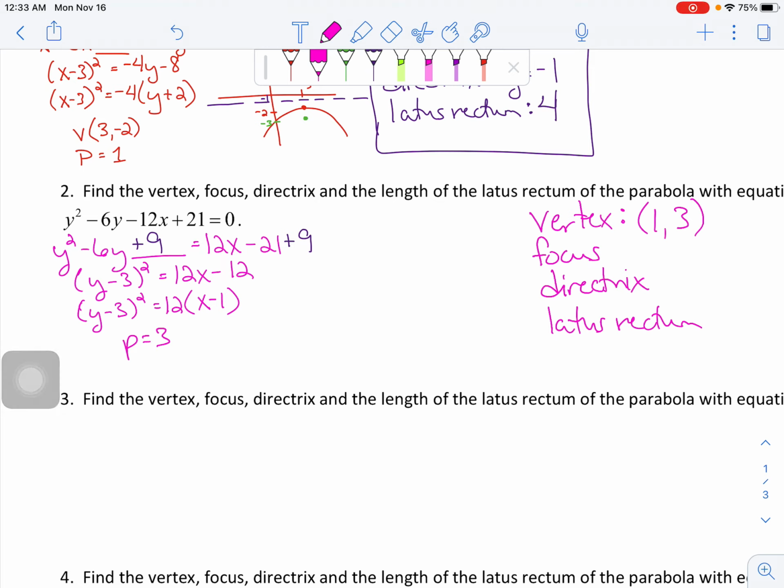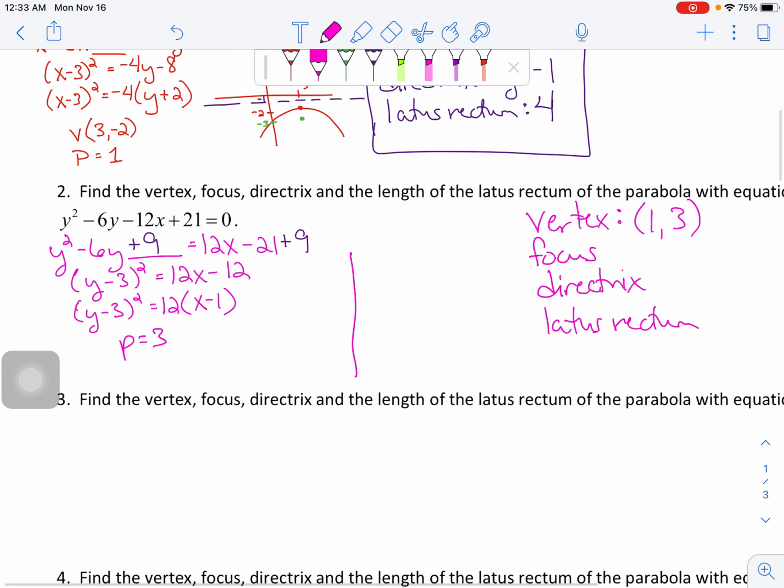All right. So if you can figure out everything without doing a little graph, great. Go ahead and jump right to the focus, the directrix, latus rectum. I can't. I need to see it. So let's do a quick little graph for me at least. Vertex is going to be 1, 3. So there's 1, there's 3. All right, this was y squared and positive, so this thing's going to be opening to the right. Okay, so something like that, which means I'm going to have a focal point 3 units to the right of this vertex. So I want to go 3 units to the right, which would be 4. So that means my focus is going to be 4, 3.